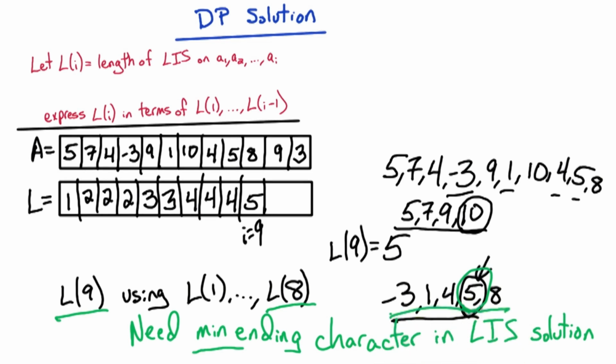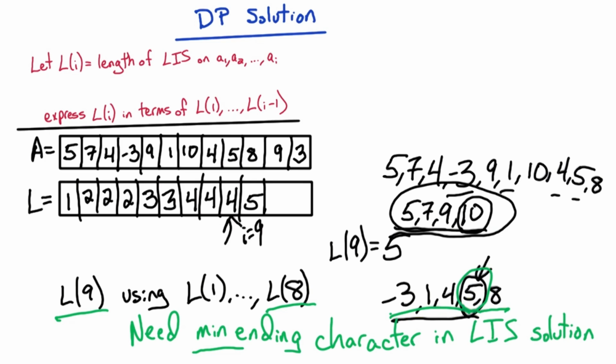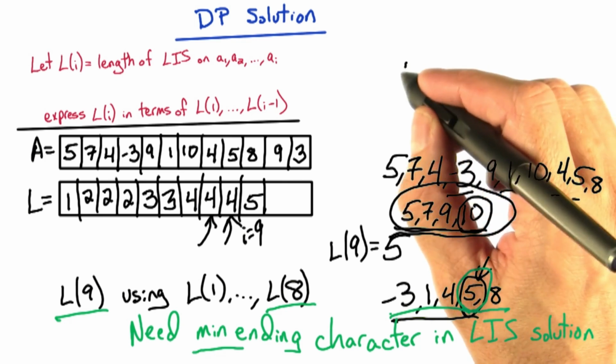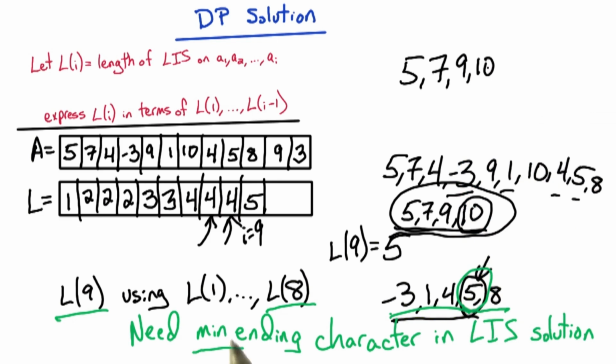from 4. Let's go back to i equals 8, and we'll start to see the complication in this solution. Previously, our solution was 5, 7, 9, 10. But actually, with our new formulation, what we want to maintain is minus 3, 1, 4, 5, because this is also of length 4, and it ends in a smaller character. But now let's go back to i equals 7. For i equals 7, the longest increasing subsequence is 5, 7, 9, 10. But note, when i equals 8, we need to have this sequence minus 3, 1, 4.